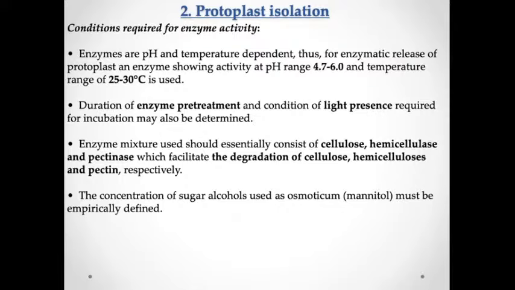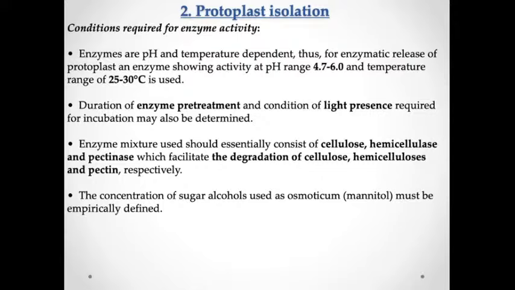So what are the conditions required for enzyme activity? You need to take care of the pH and temperature, because enzymes are highly dependent on pH and temperature. Thus, for enzymatic release of protoplast, enzymes showing activity in the pH range 4.7 to 6 and temperature range from 25 to 30 degrees Celsius are used. The duration of enzyme pre-treatment and the condition of light required for incubation may also be determined.